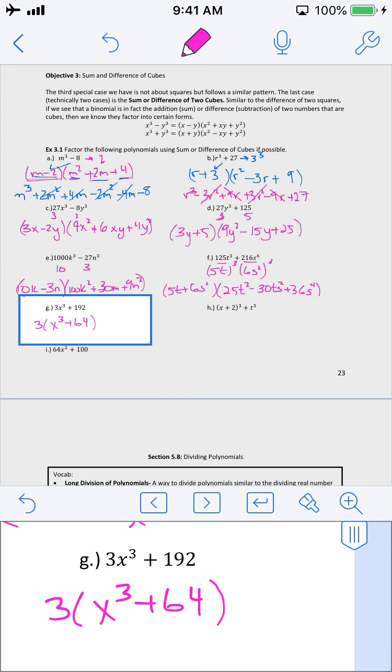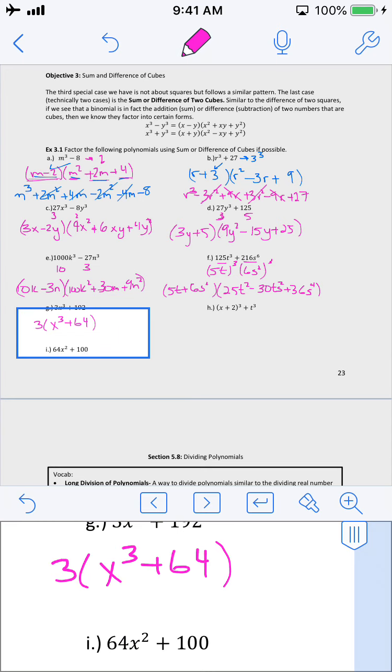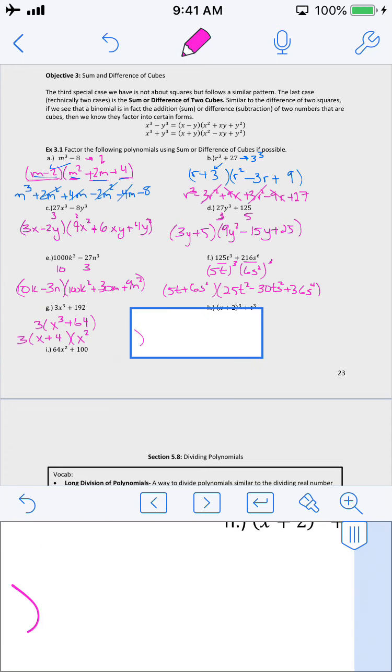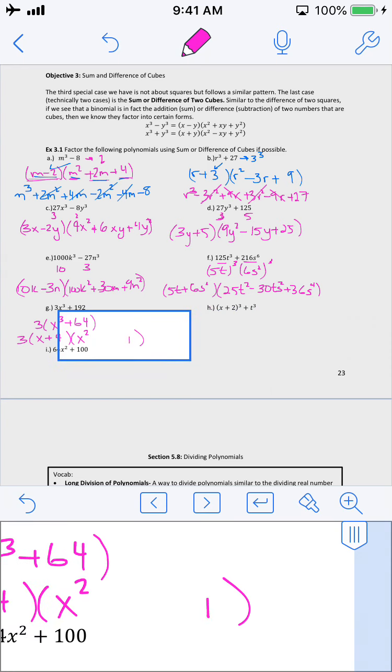Now be careful, we're dealing with cubes here. While it would be super nice to write x plus 4, x minus 4, that's not the pattern, right? If I multiply those two together, I don't get x cubed plus 64. So keep the 3 out. Instead, x plus 4, x squared, 4 squared is 16. And then 4 and x, that's a plus, so minus and plus.